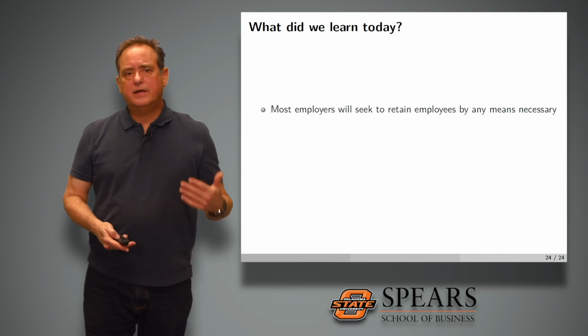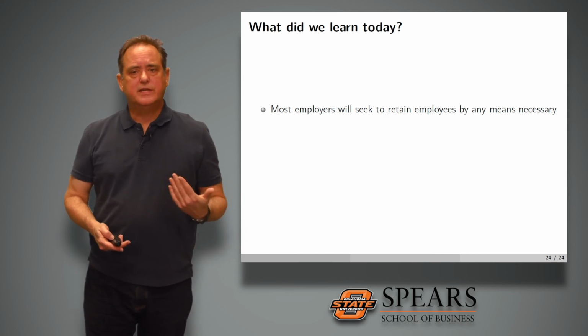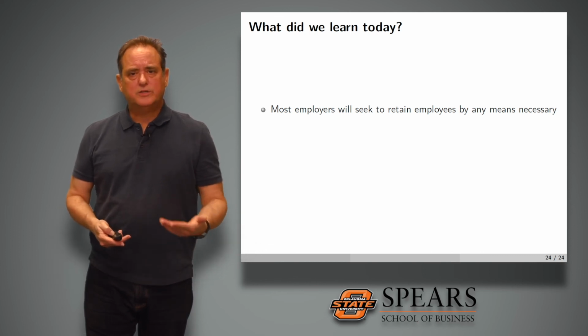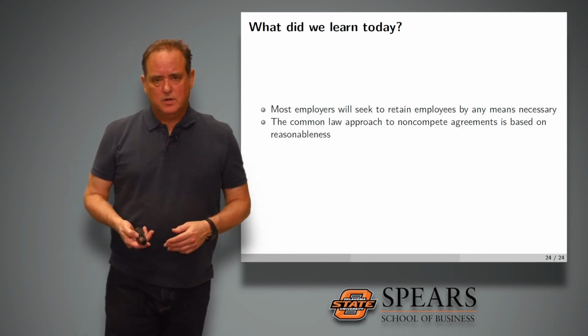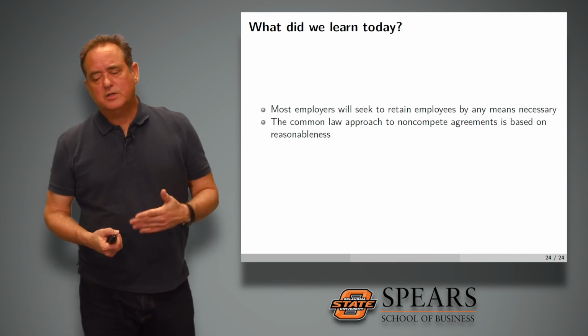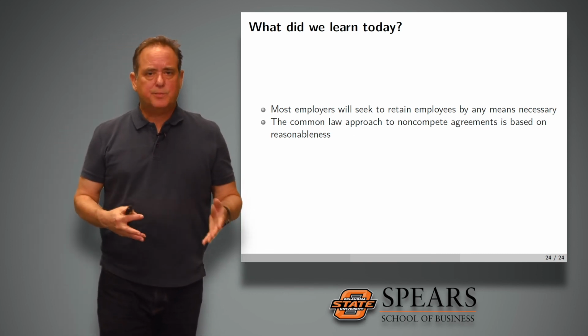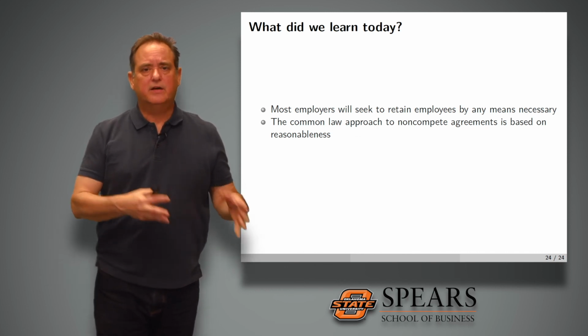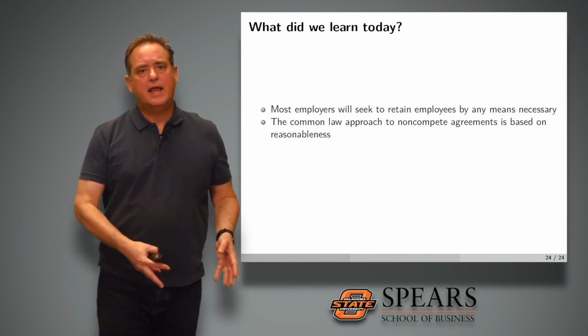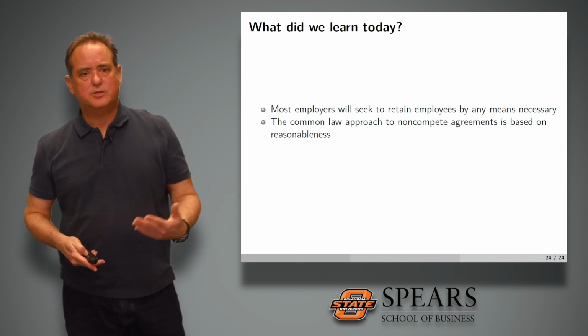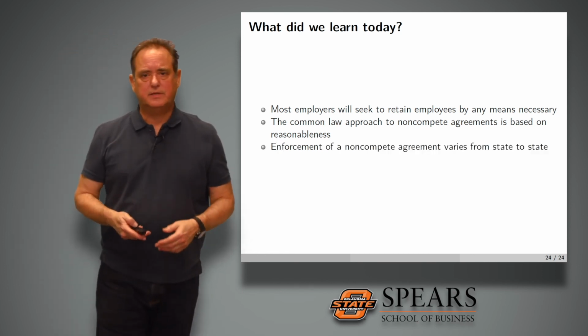So what did we learn in here? Most employers will seek to retain employees by any means. Employers want to retain employees. The common law approach to non-compete agreements is going to be based on the idea of reasonableness. And reasonableness has these 2 aspects of a legitimate business purpose and scope, geography, and time restrictions. So reasonableness is how we restrict enforceability.